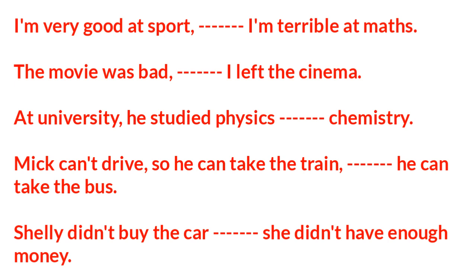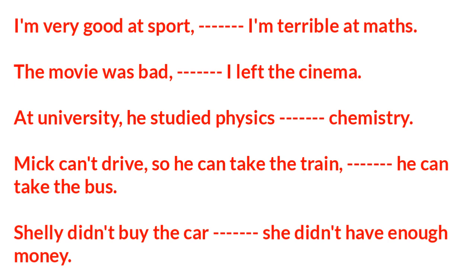The movie was bad dash I left the cinema. So the result of an action is given. At university, he studied physics dash chemistry. List of things. Then 4th question. Mike can't drive, so he can take the train dash he can take the bus. Here a choice is given for him. He can take the train, he can take the bus. How can we connect these two?